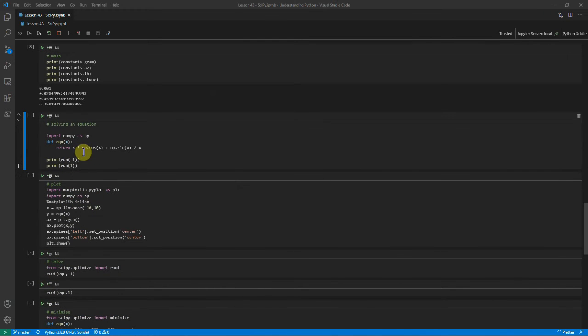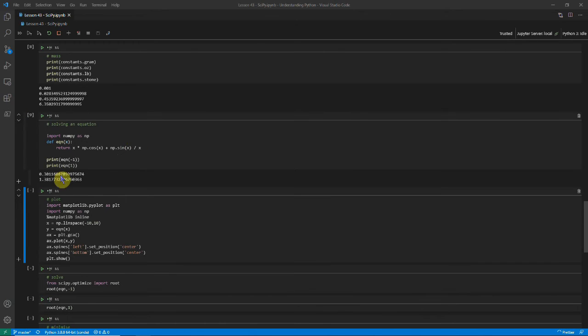Another thing we're going to look at is solving this equation. So we've imported NumPy, and the reason for that is if we do numpy.cos(x), we could put in a NumPy array or just a scalar, and it will work out the whole thing. And so we're going to print what happens when we put in -1 and 1. And we can't put in 0 because we're dividing by 0 here. And you can see we get these two values.